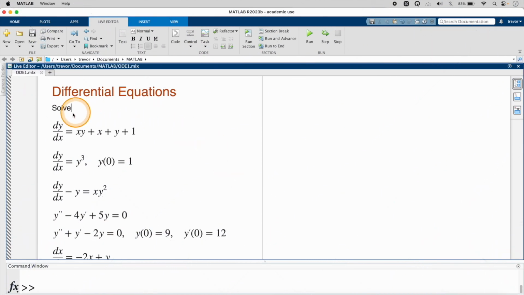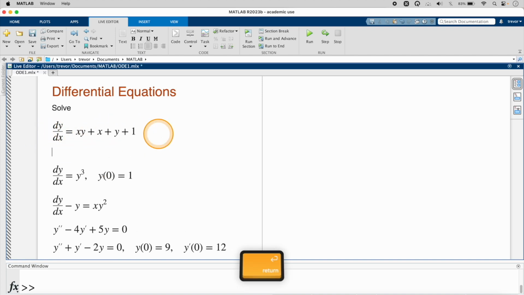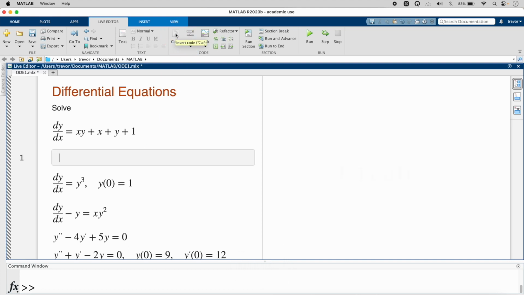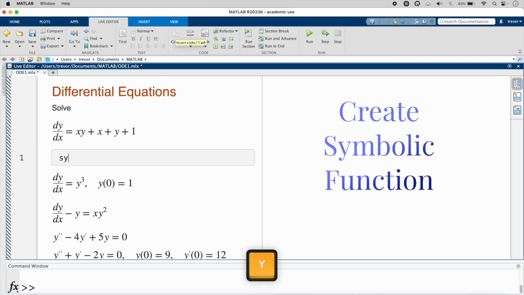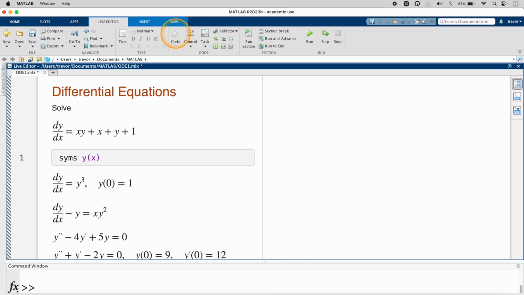In this video, I'm going to solve these ordinary differential equations. So I'll start with the first one here, this first order ODE. To solve it, I'll enter the MATLAB code, create a symbolic function, because what we have here is that x is the independent variable.